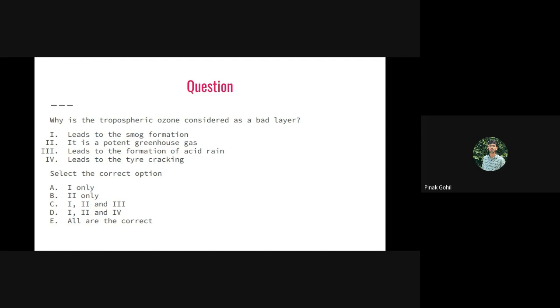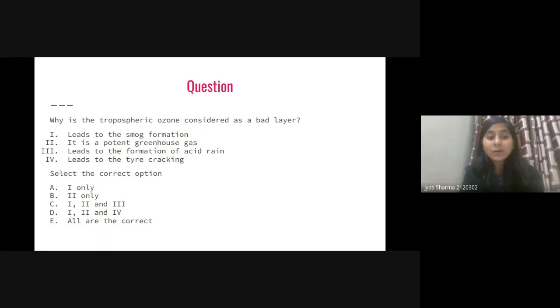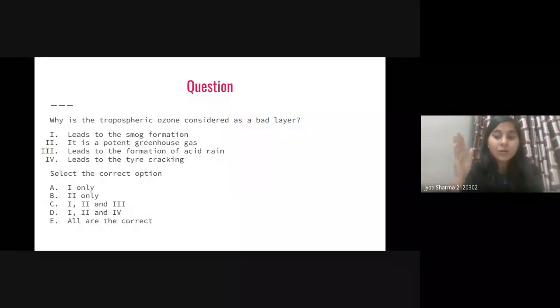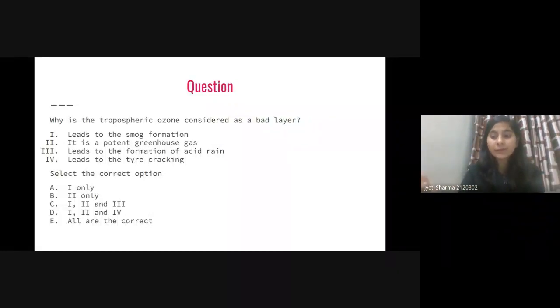We were talking about the tropospheric ozone, but we are not talking about the nitrogen dioxide here. We are talking just about O3, that is the ozone. So it leads to the formation of acid rain is not right, because NOx is related to acid rain, and NOx is the precursor for the formation of the ozone. But if there is ozone in the atmosphere, what will happen then? The question is related to that only.